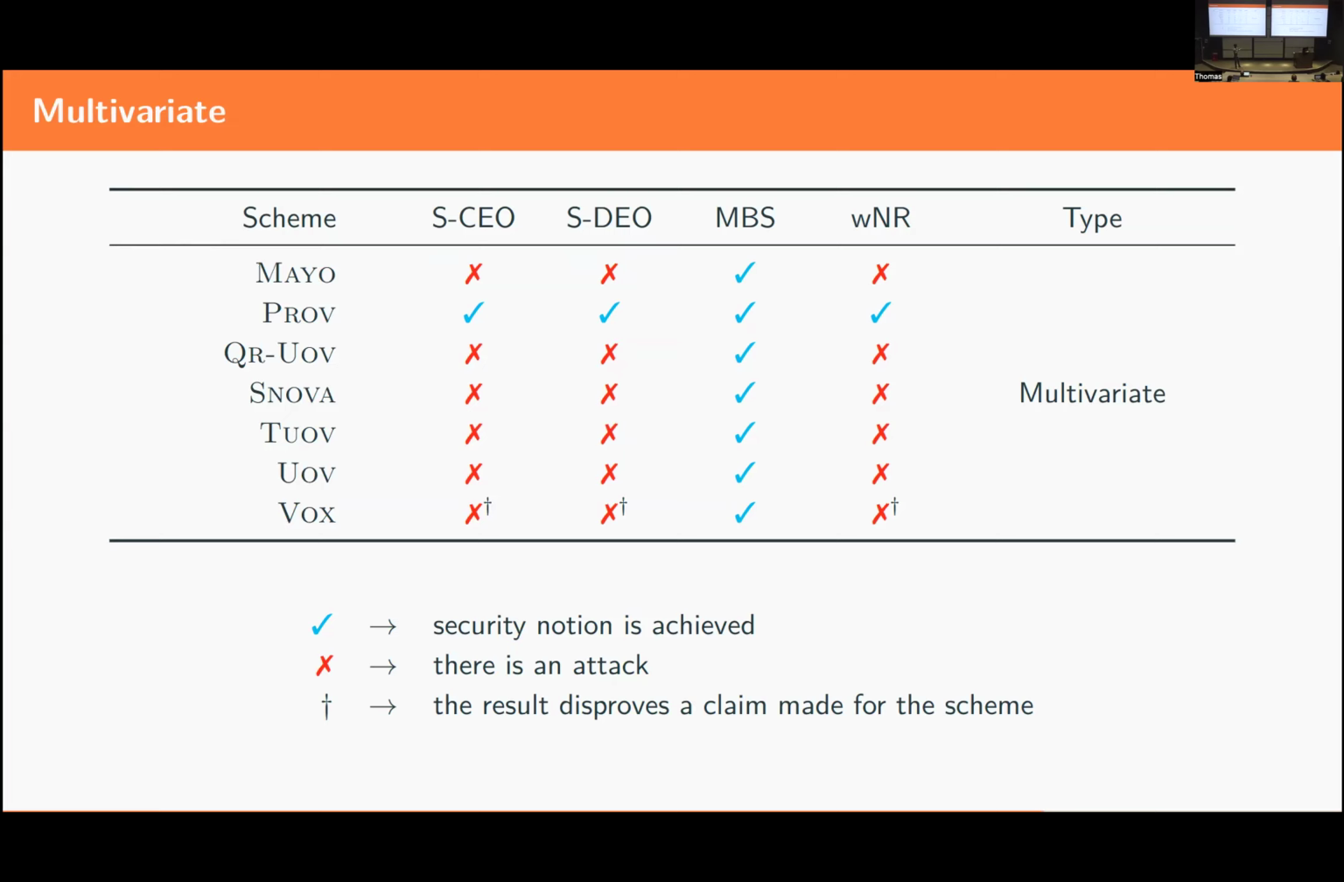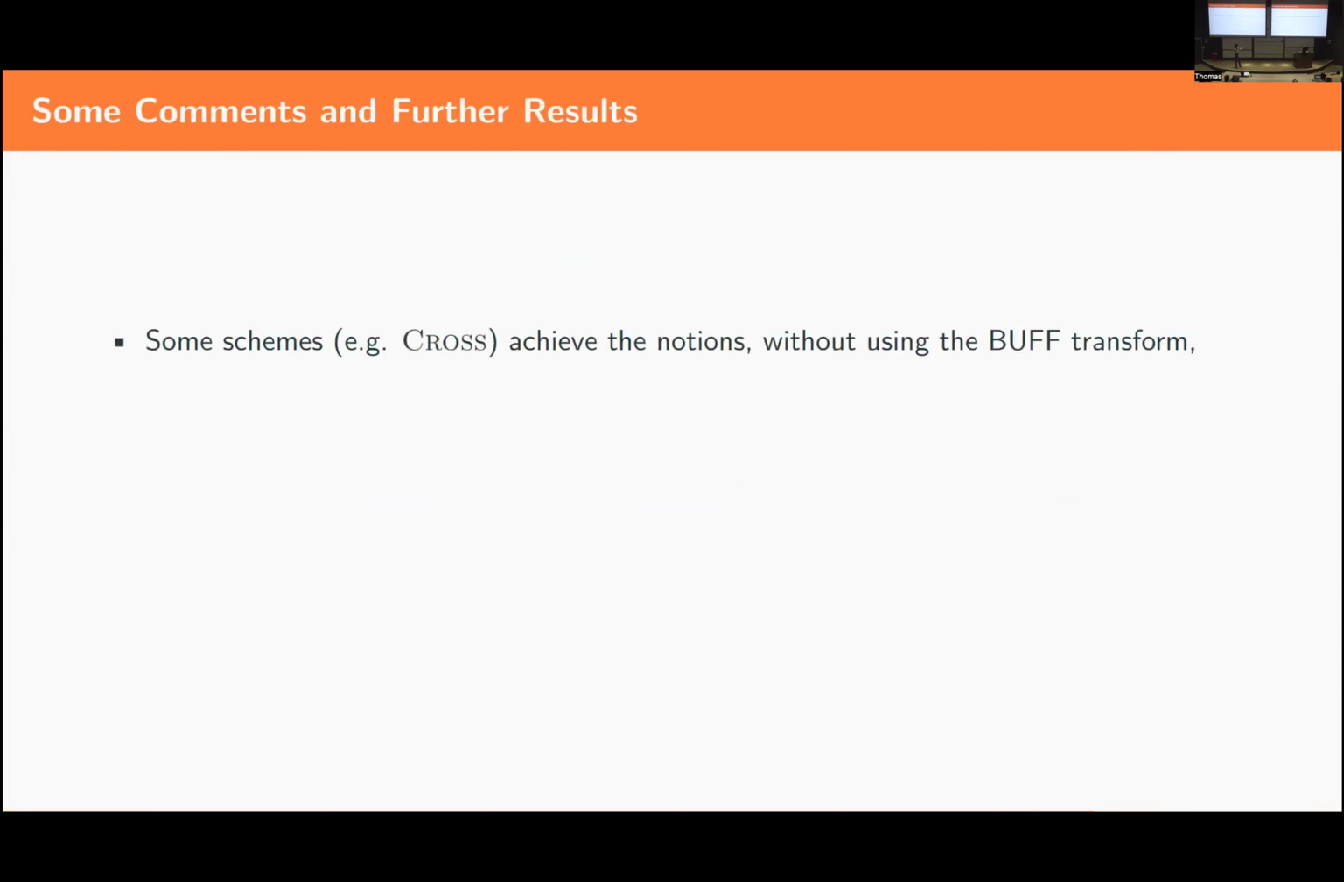And I will explain it in the example of UOV, how we can attack non-resignability. And there is also an upside that the PS3 transform, which does not require the additional hash, suffices to achieve BUFF security for those. Okay, a few comments. There are some schemes which achieve BUFF security without doing an additional transform.